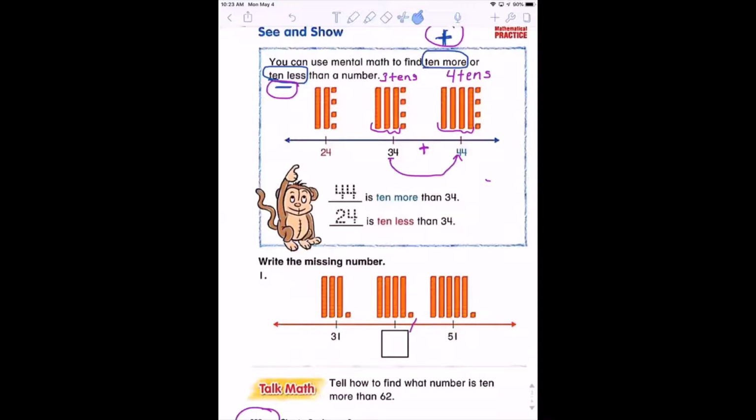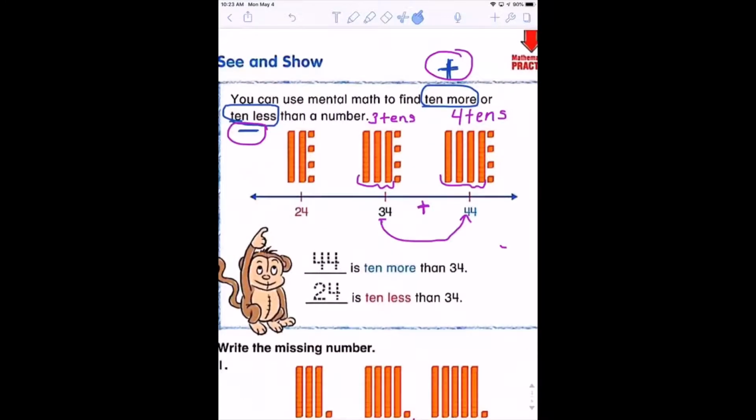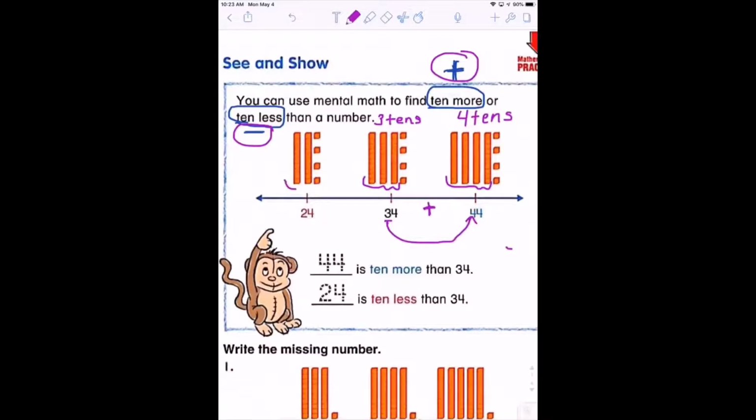Now, okay, if I'm making 10 less, that means from my 3 groups of 10 right here, my 3 groups of 10, I'm taking 1 out. If you see this other side over here, I took 1 out because now I only have 2 groups of 10. So right here, I'm subtracting, I'm taking 1 out. So if I take 1 out, right here, I have only 2 tens. Okay. So 44 is 10 more than 34. And now 24 is 10 less than 34.